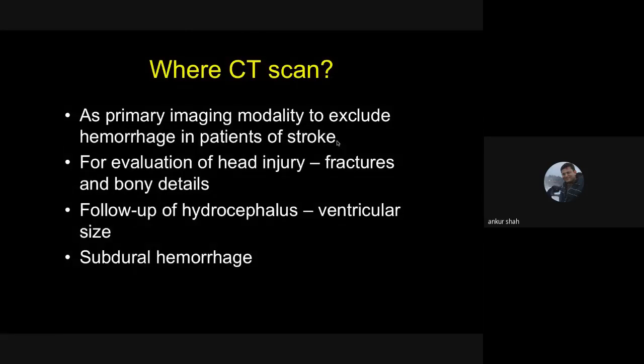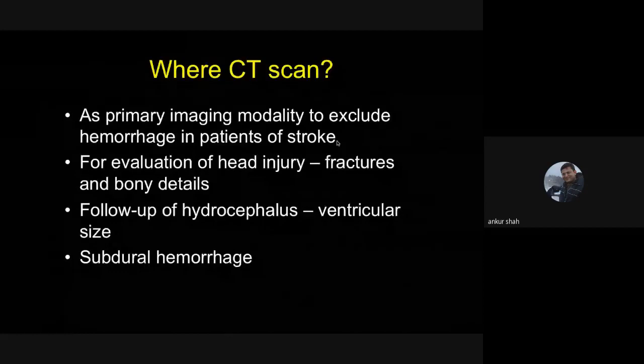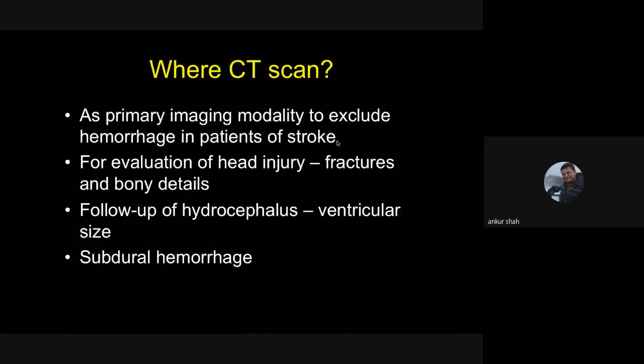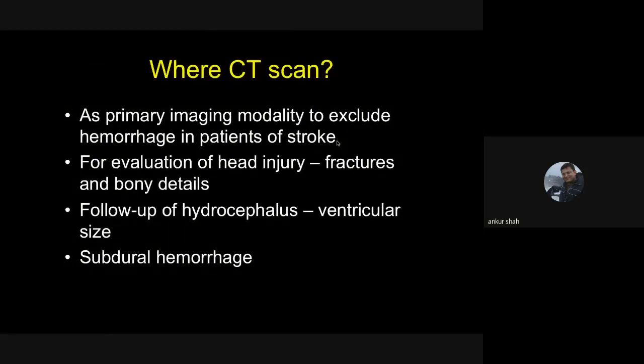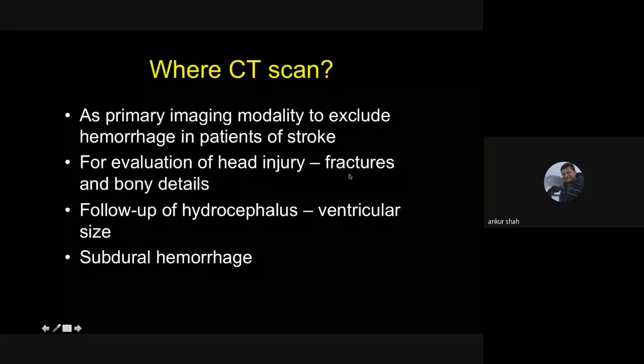So if CT once tells that there is no hemorrhage, even though the report is normal, when the patient has hemiplegia, it is expected that there could be some infarct, which is the result of the patient's symptoms, and the patient can be treated accordingly. It is useful for evaluation of head injury, particularly to see for fractures and bony details.